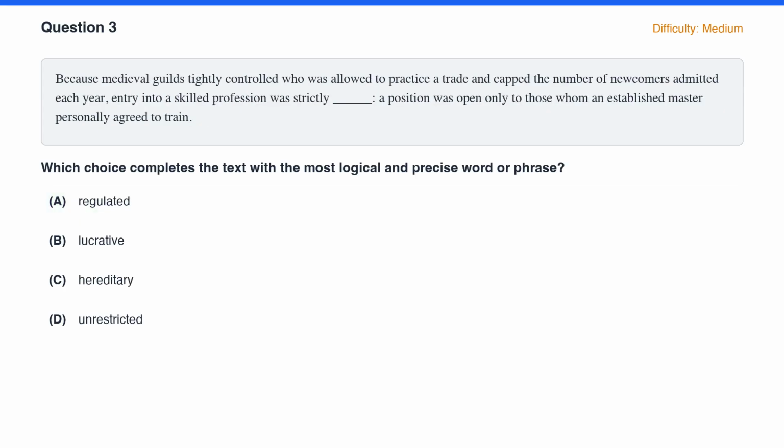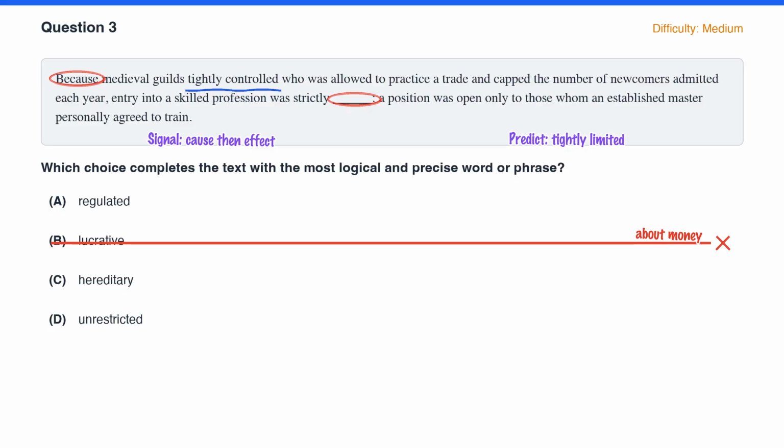Question 3. The signal is the opener because a cause is coming, and the blank names its effect. The cause, guilds tightly controlled who was allowed to practice and cap the number of newcomers each year. Then the colon defines the result. A position was open only to those whom an established master personally agreed to train. Predict in plain English. Entry was tightly controlled. The choices. B. Lucrative fits the world of trades, but it is about money, not about how hard entry was to get. Scratch that.